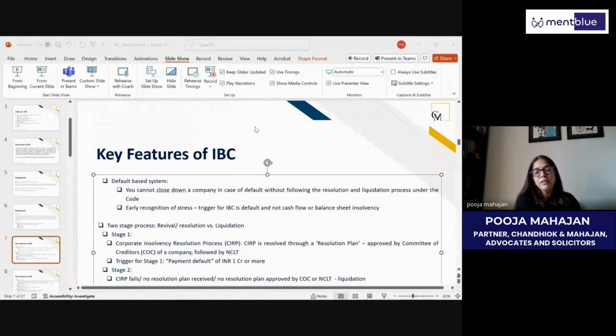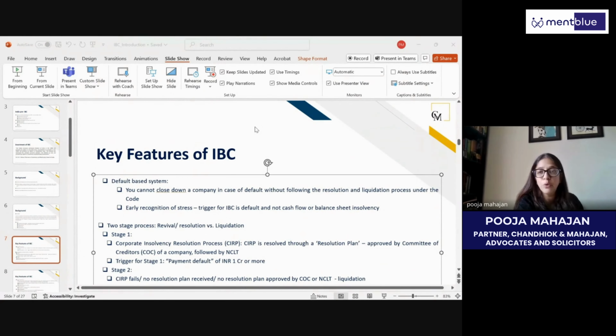So under the Companies Act, default was not the sole criteria for triggering a liquidation of the company. You needed to have, the courts would typically check cash flows, balance sheets. Are you balance sheet insolvent? Are you cash flow insolvent? All of these tests were developed by courts in India.